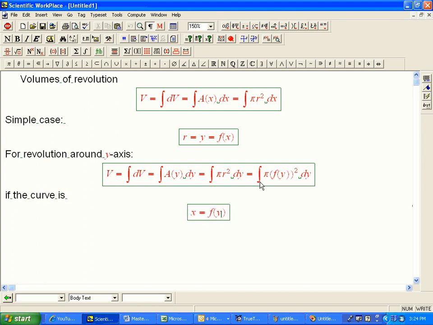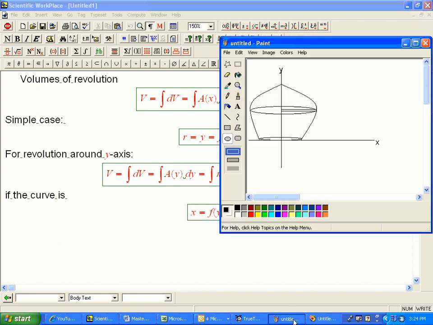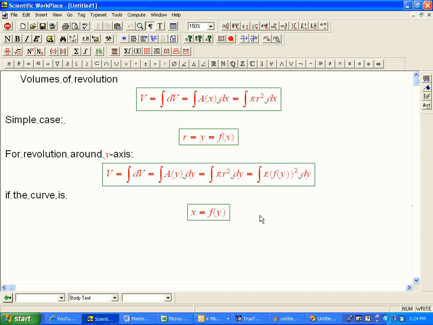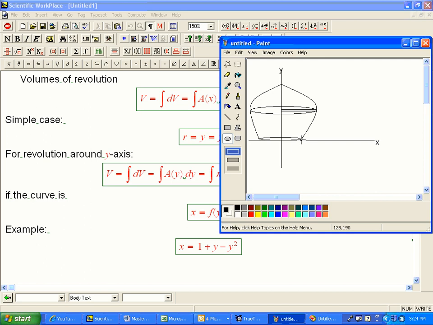if the curve is x equals f of y. For example, I didn't try to draw a curve that was reasonably plausible, but what does that look like? Very roughly, it could be x equals 1 plus y minus y squared. A parabola that starts with x equals 1 when y is 0. It starts increasing when y increases, but then the minus y squared pulls it down. I know that doesn't look like a parabola because Paint is not good at drawing parabolas. But that's the kind of thing we might have.